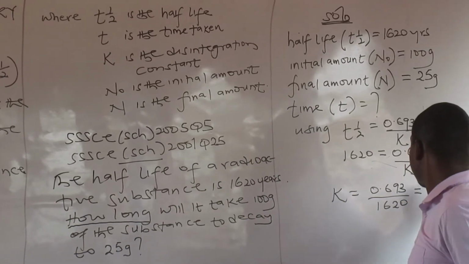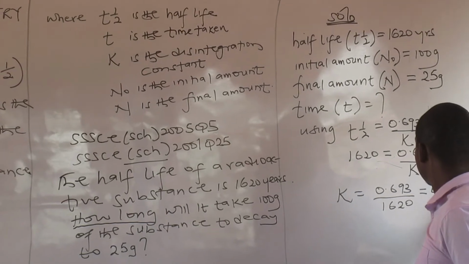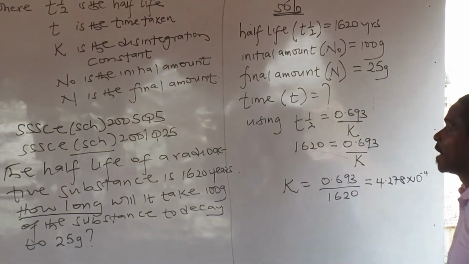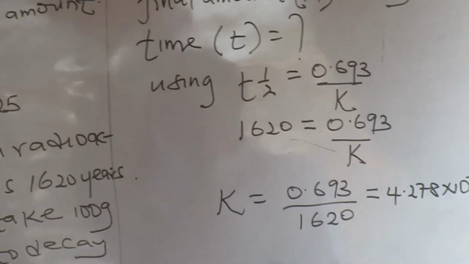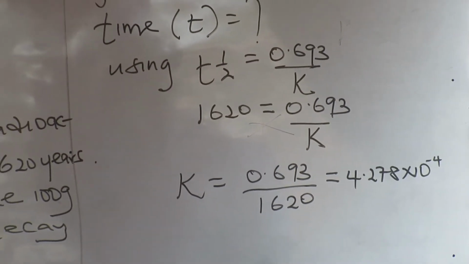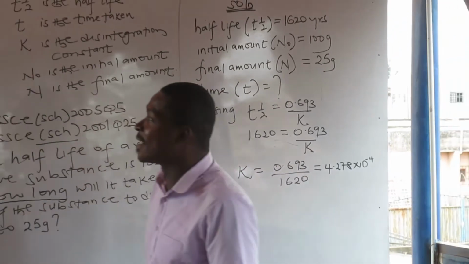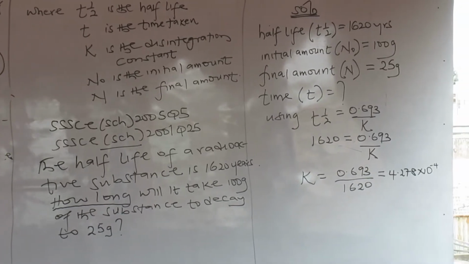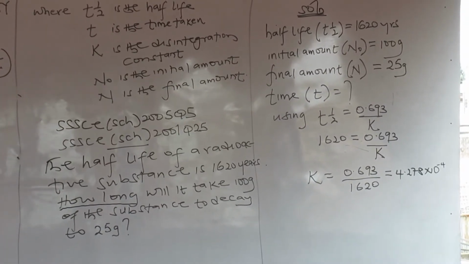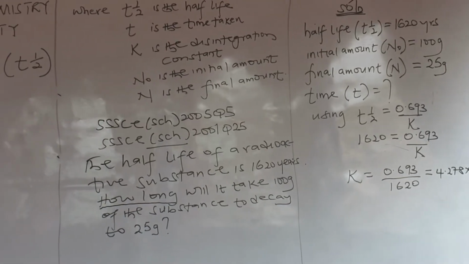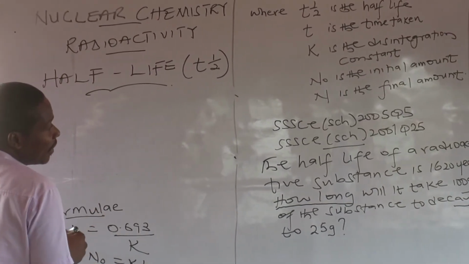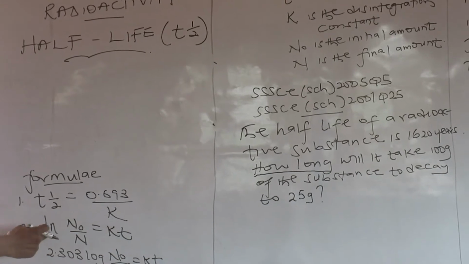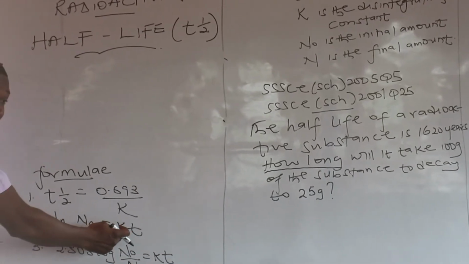Guys, what do you get? So that is the disintegration constant that we are getting. Good. That is K. But we want the time, not K. We need the time and not K. Okay, so I have K. We will use formula number 2 here, so that we have K now. We can get our T.